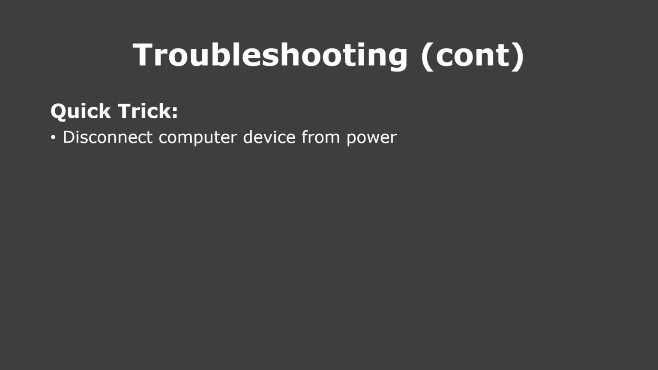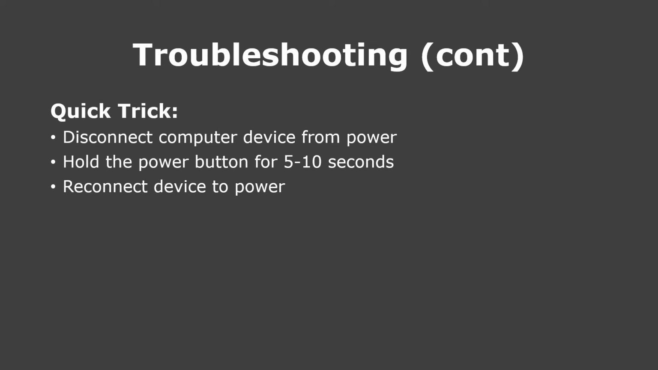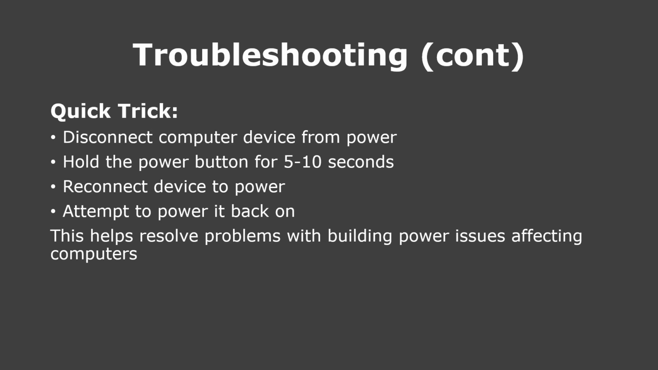Okay, first, before we open it up, we're going to try something. Disconnect the power from the computer and hold the power button for 5 to 10 seconds. Reconnect the power to the computer and attempt to power it back on. This can fix issues where there are persistent power issues such as brownouts, power surges, and the like. I like to call this one clearing the power cache.